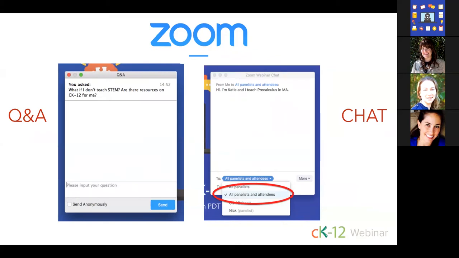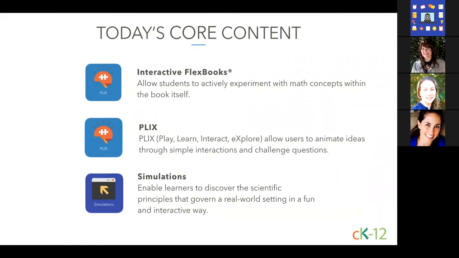Today, we are going to highlight three different types of interactives. We will scale up from the manipulatives found throughout the new CK12 interactive FlexBooks to our diverse PLIX to the full-scale portal simulations. Interactive FlexBooks allow students to actively experiment with math concepts within the book itself.